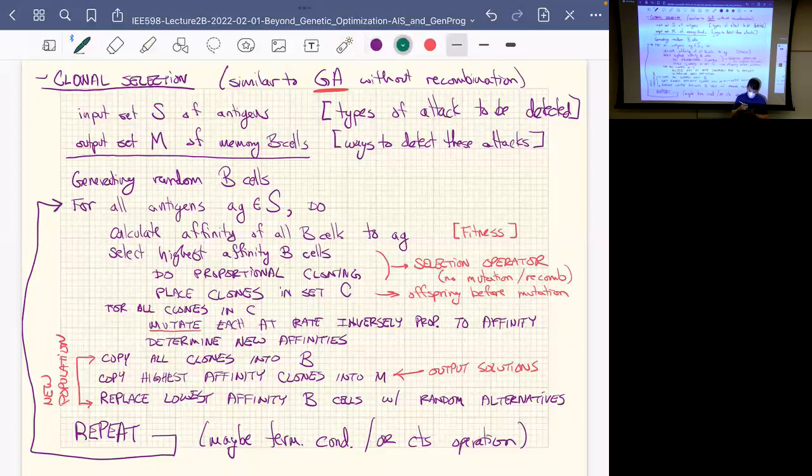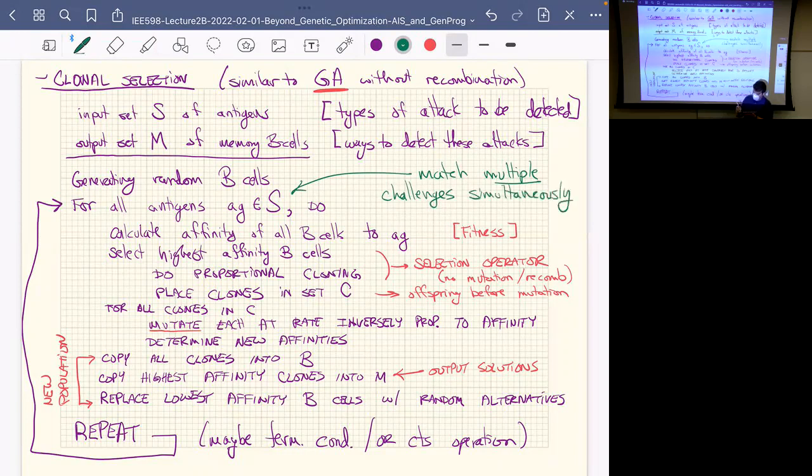So I'll just put that in here, in a different color. We're trying to match multiple challenges simultaneously. All right, any questions about the basics behind clonal selection?